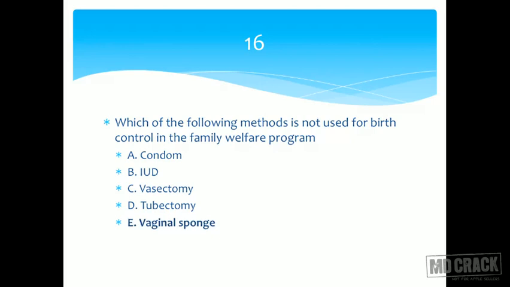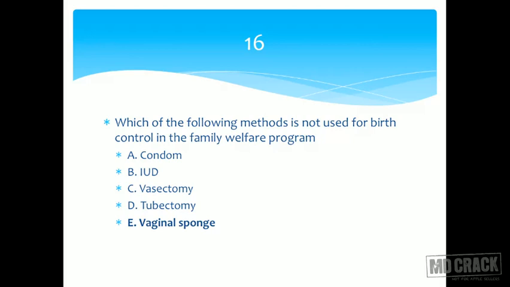And the one which is not supplied by the family welfare program is the vaginal sponge. Of course, you know that condoms are supplied under the name of Deluxe Nirodh. You also get an IUD, that is also very commonly done. Vasectomy and tubectomy, yes, very much yes, a big yes to that. We already have a lot of vasectomies and tubectomies being done. So these four are included in the National Family Welfare Program, but the vaginal sponge is not included.